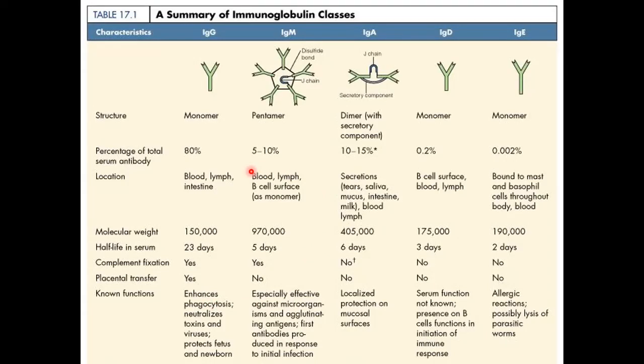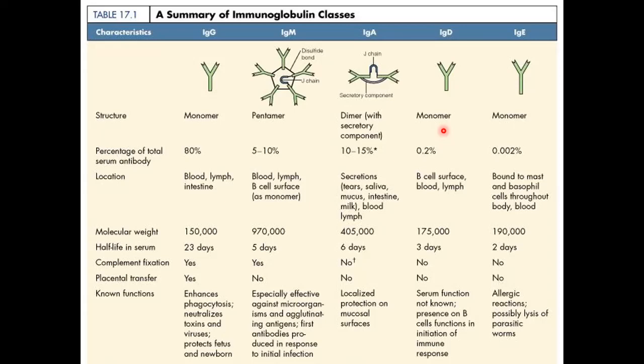So this is a summary of all the subclasses of immunoglobulins or antibodies. The structure of IgG is a monomer. In case of IgM, its structure is a pentamer, with 5 molecules attached by means of the J chain. IgA is a dimer with a secretory component, joined by the J chain. In case of IgD and IgE, these immunoglobulins are monomers.